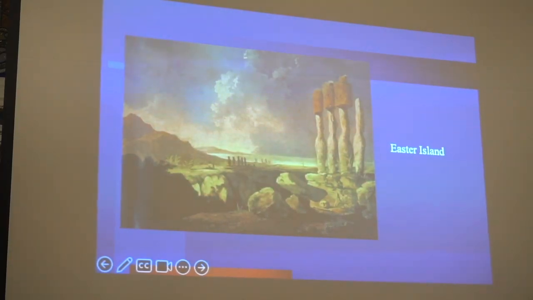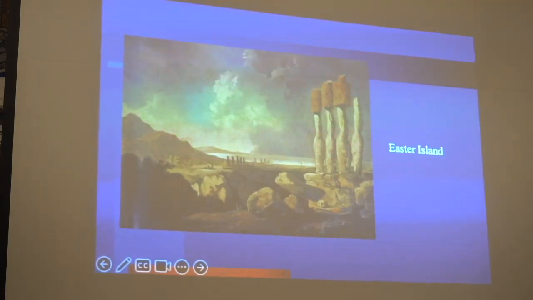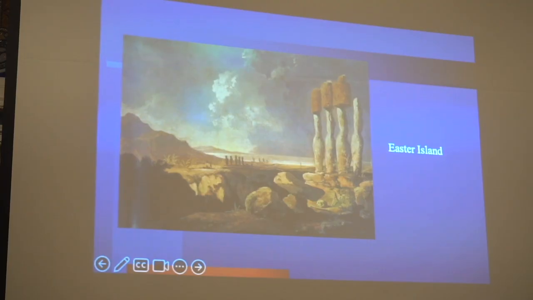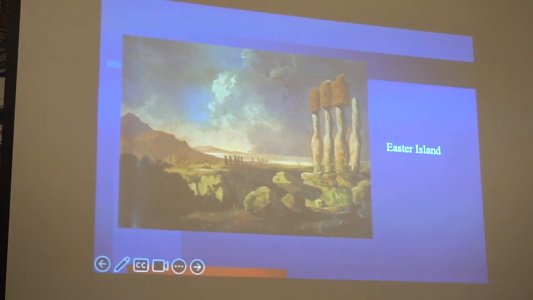The one weirdest outlier of Polynesia was Easter Island because it was so isolated. Easter Island was the only island that had these sort of monolithic statues called moai. And Easter Island was the only island we know of that had a written language. There were no other Polynesian islands that had written languages.